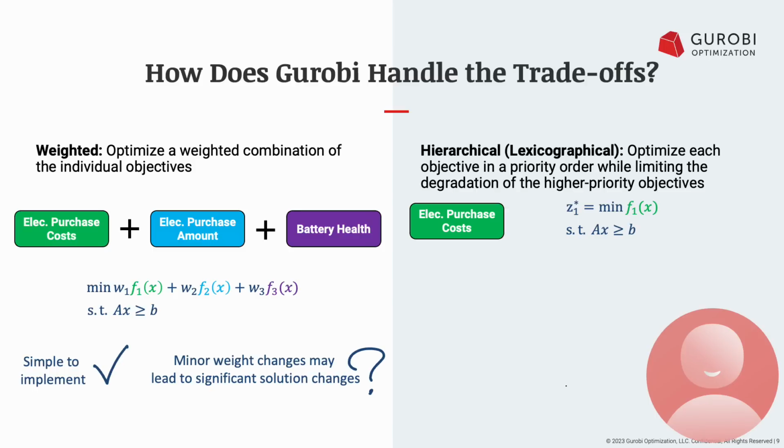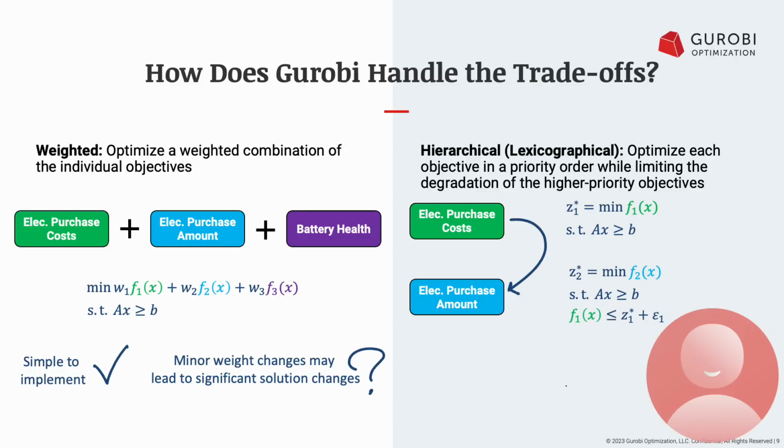Let's say that our highest priority objective is purchase cost. So we solve this mathematical optimization problem, and we look at the objective function value at our optimal point, and let's call that Z1 star. Now let's move on to the purchase amount. We have a new objective, which is the purchase amount, and all of our original constraints, but then we add a new constraint. That new constraint is that the purchase cost must be less than or equal to the optimal value that we found in the first one, plus we're allowing some room for degradation.